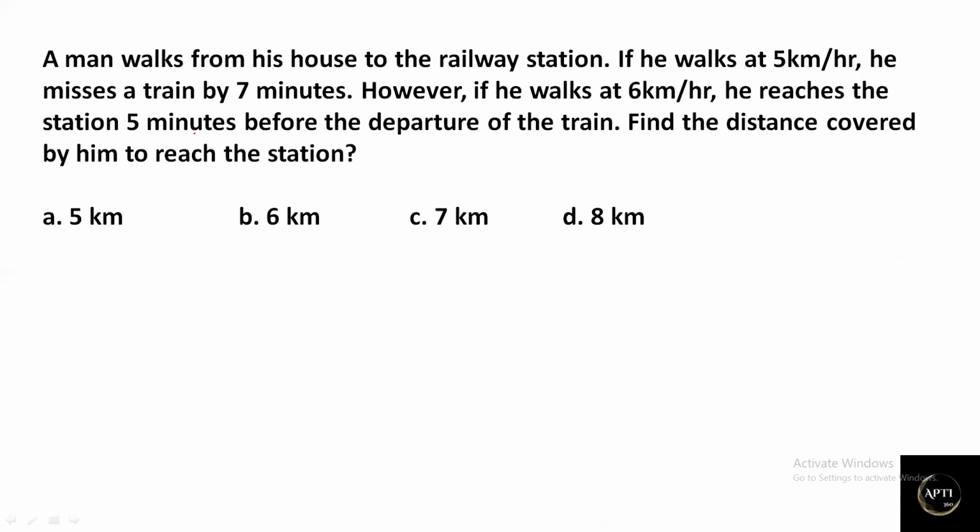Now there is one person who is walking from house to railway station. Let us consider here it is house and railway station. If he walks at 5 kilometers per hour, he misses a train by 7 minutes. Now, if he's going with 5 kilometers per hour, he will be late to the station, which means he missed the train by 7 minutes. If we go with more speed, if you observe, second time he's going with 6 kilometers per hour. First time he's going with 5 kilometers per hour, that's the reason he missed the train. Now, if he increases the speed to 6 kilometers per hour, he reaches the station 5 minutes before the departure time. Before the departure time means the train has not yet started.